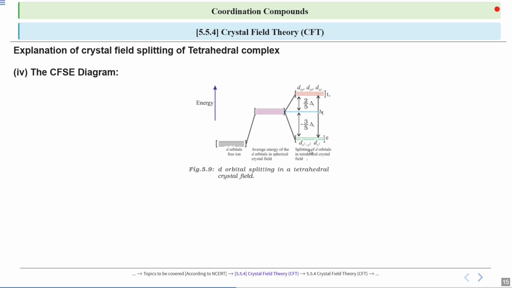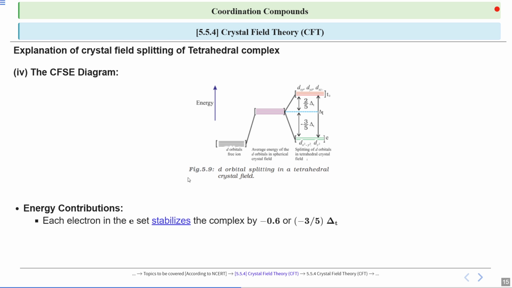So this is the diagram we were explaining, and these are the energy contributions from the two sets. Each electron in the E set stabilizes the complex by minus 0.6, or minus 3 by 5 delta T, of energy. We use stabilize because the energy is lower for the electrons, so the complex will be stable.